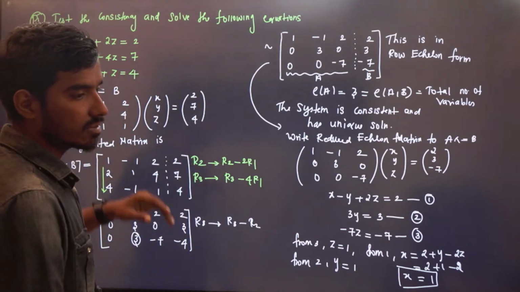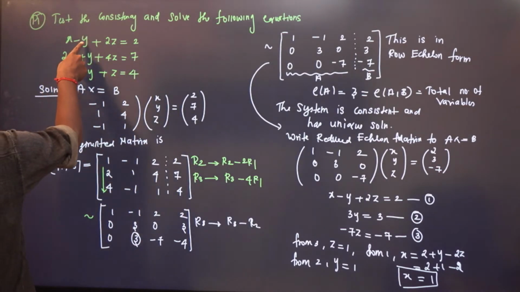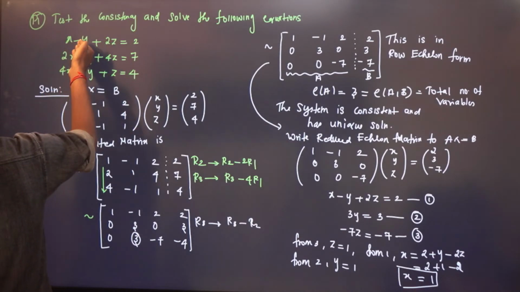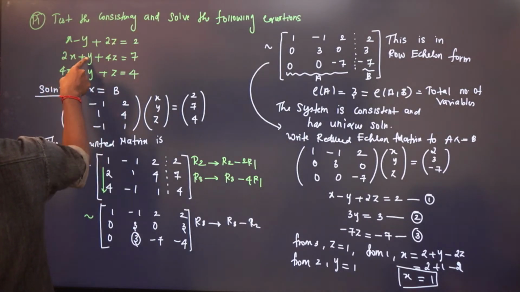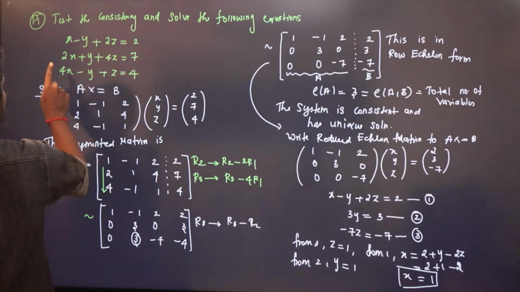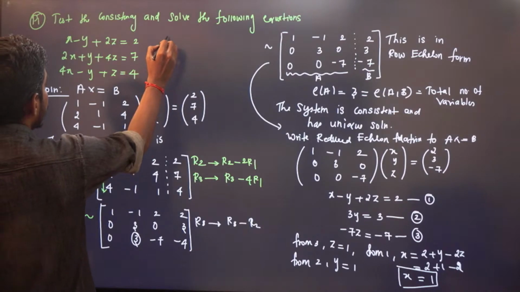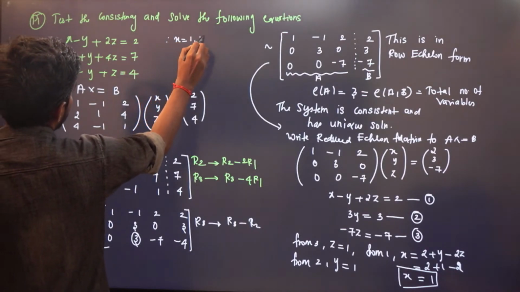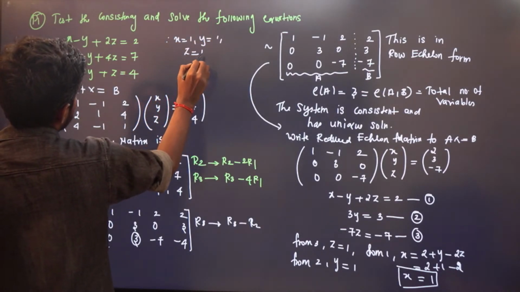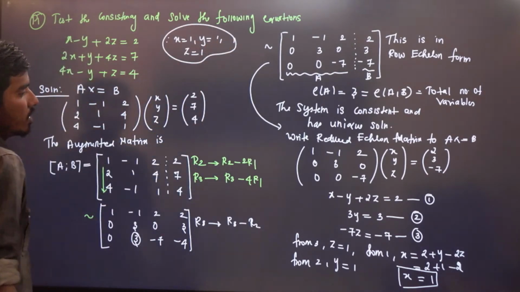You can check by substituting here. X is equal to 1, y is equal to 1, z is equal to 1. 1 minus 1 is 0, 2 into 1 is 2. 2 plus 1 plus 4 is 7, good. 4 minus 1 is 3, 3 plus 1 is 4. So therefore our solution is correct. So x is equal to 1, y is equal to 1, z is equal to 1 is the solution.